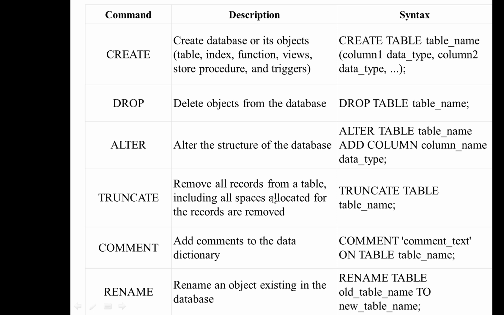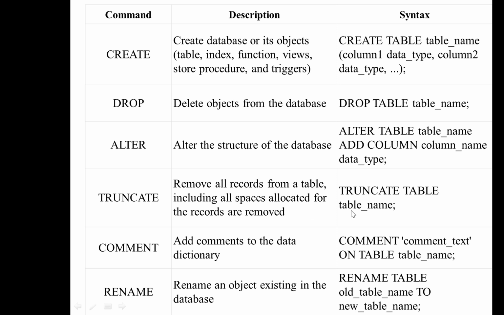So if you are going to create a table called student database, then we can remove all records from a table. For example, in a table there are 4 student records. We can truncate the records from the table by using this truncate command. So it removes all records from a table, and all the space allocated for the records is also removed.